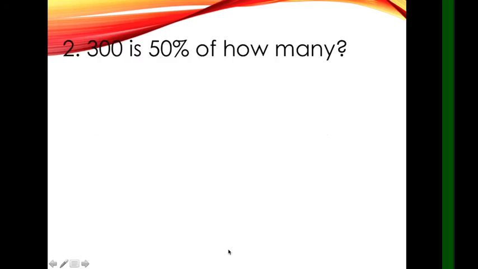Number 2. 300 is 50% of how many? So, what is the original amount if 50% of that number is 300? Obviously, I already know the answer because it is only 50% we are talking about. So, our answer is 600. But let's have a solution.